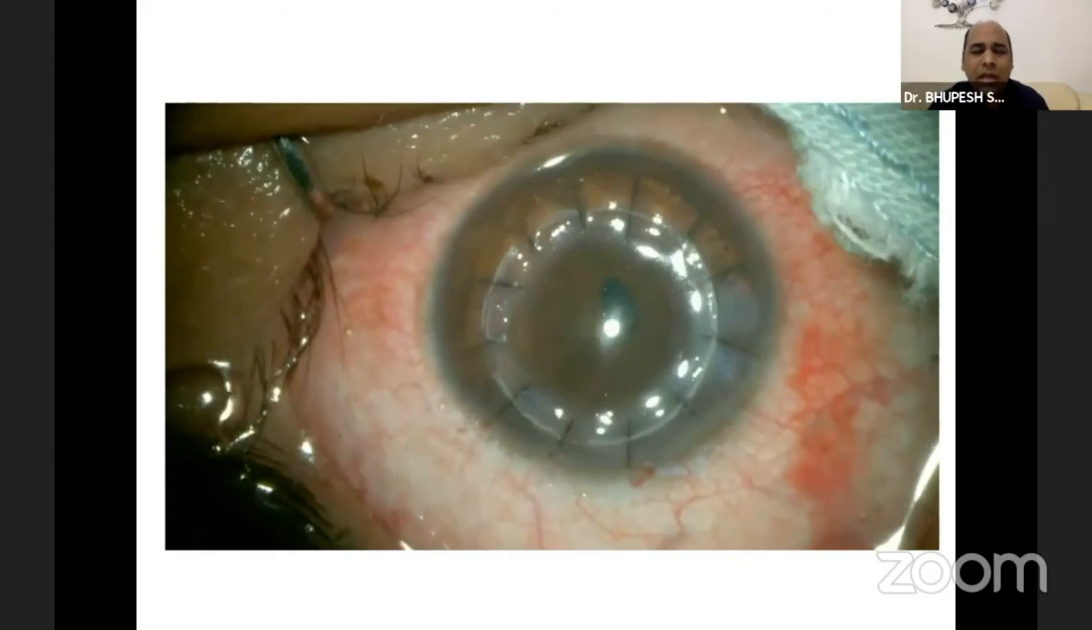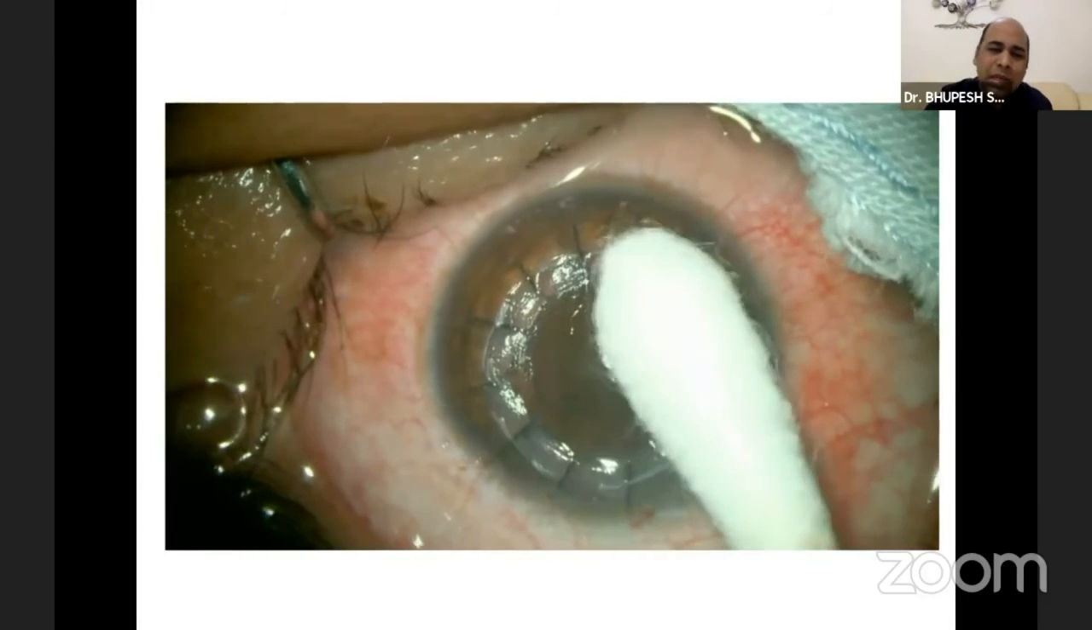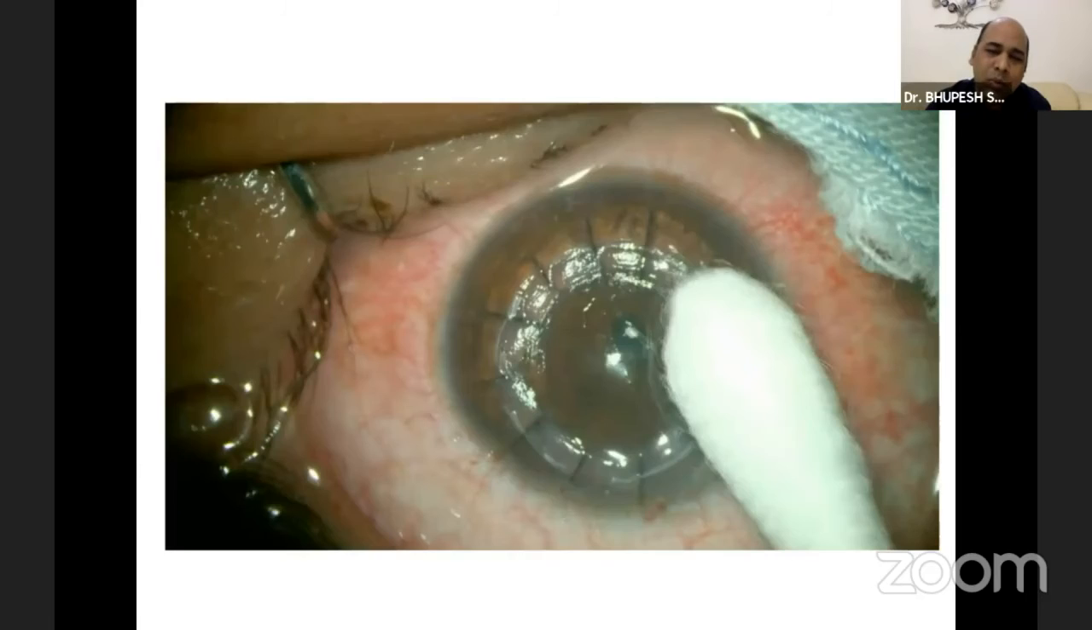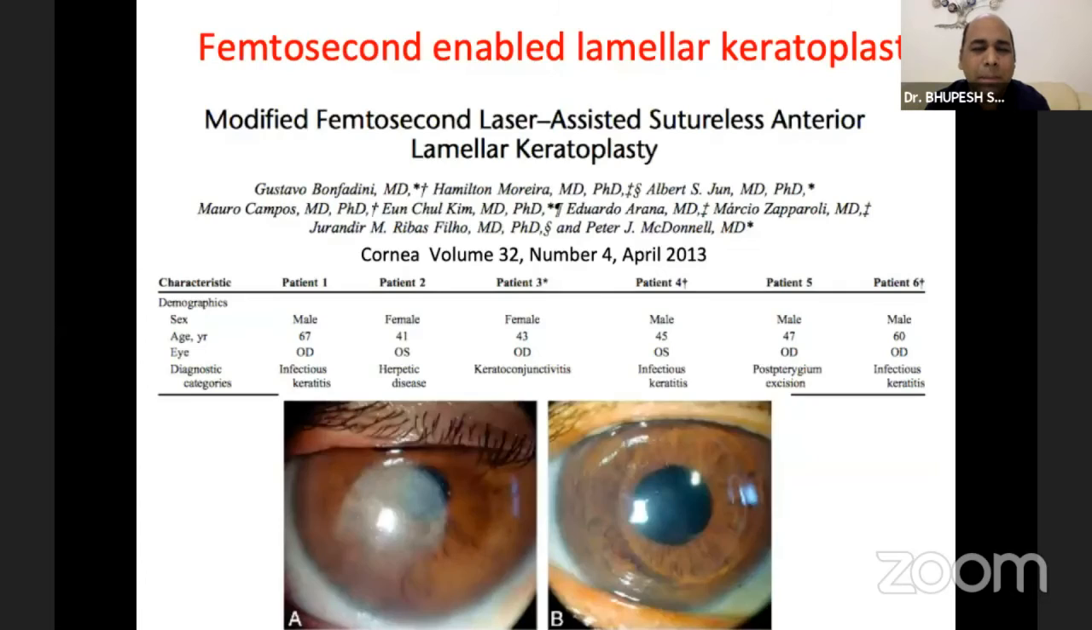People have also started using glue with few sutures in some of the cases. You can see the nice apposition of wound between the donor and the host. And this is a photograph of the ASOCT post femtosecond PKP. The wound transition between the host and donor is clearly visible. You can see the nice transition is there, which shows that the apposition is excellent with femtosecond keratoplasty.